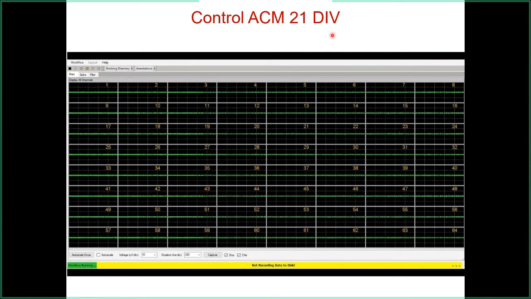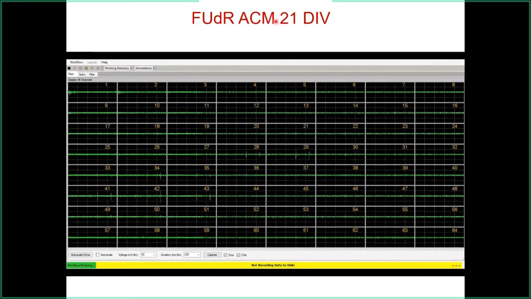However, FUDR treated cultures, that is those cultures that lack astrocytes, even at 21 days, and then we culture them beyond 3 weeks for up to a couple of months, they never synchronize. They continue to show random activity. So indicating that astrocytes are necessary for the neurons to develop synchrony.